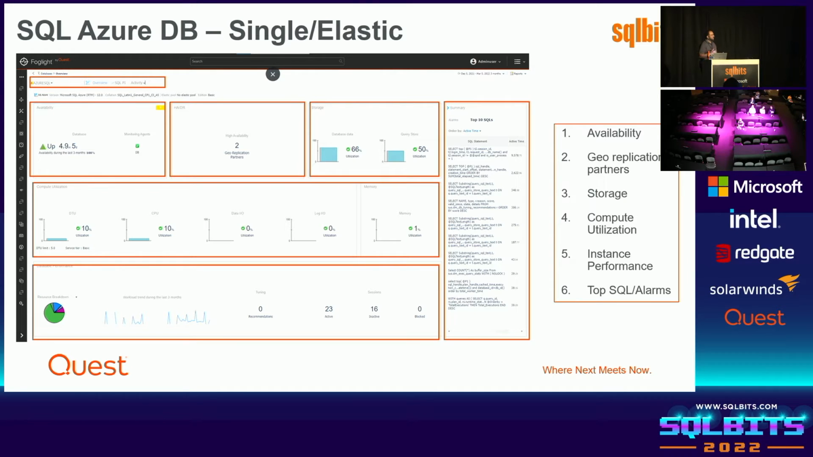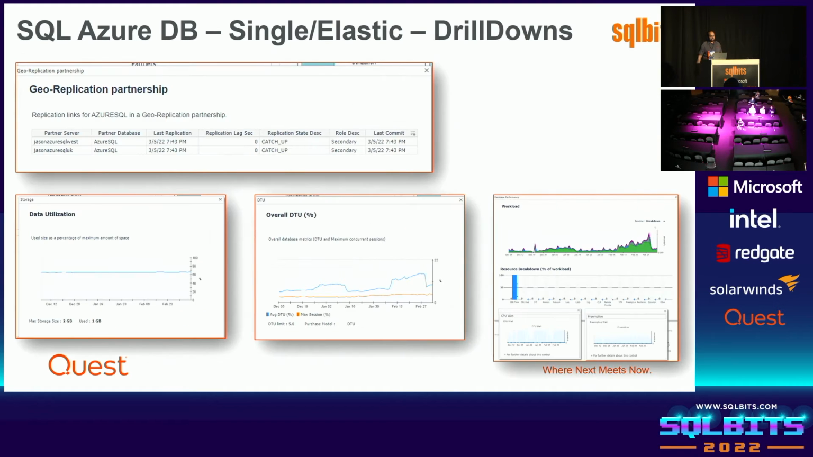On the compute utilization, you have DTUs utilization, log IO related information, instance performance right at the bottom there. You can look at activity levels, how many sessions were active or inactive, or sessions that are running in the background. Each of these tiles you can drill down further, where you can look at specific key areas. For example, if you have an Azure SQL DB which is part of high availability or a geo replication partnership, you can see what role those databases are playing. You can look at data utilization screens if you click and drill further. Instance performance, workload analysis, things like that can also be done.